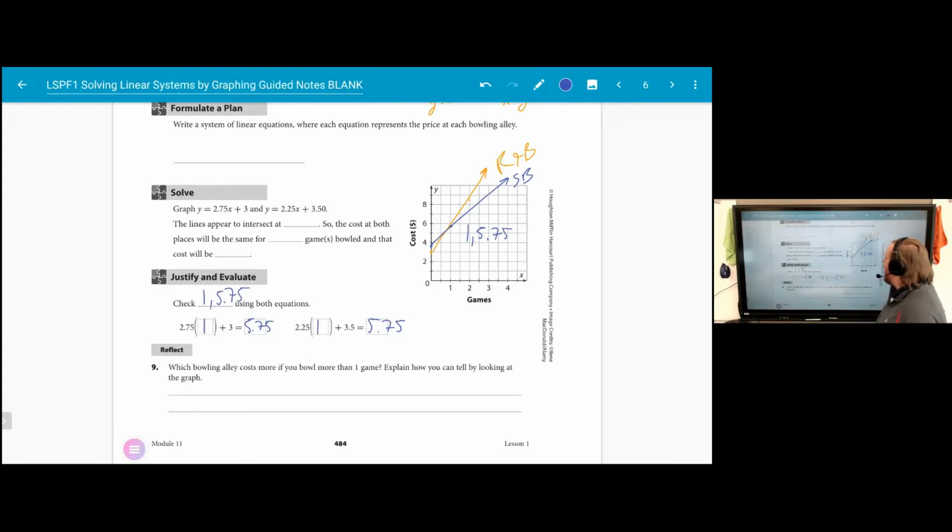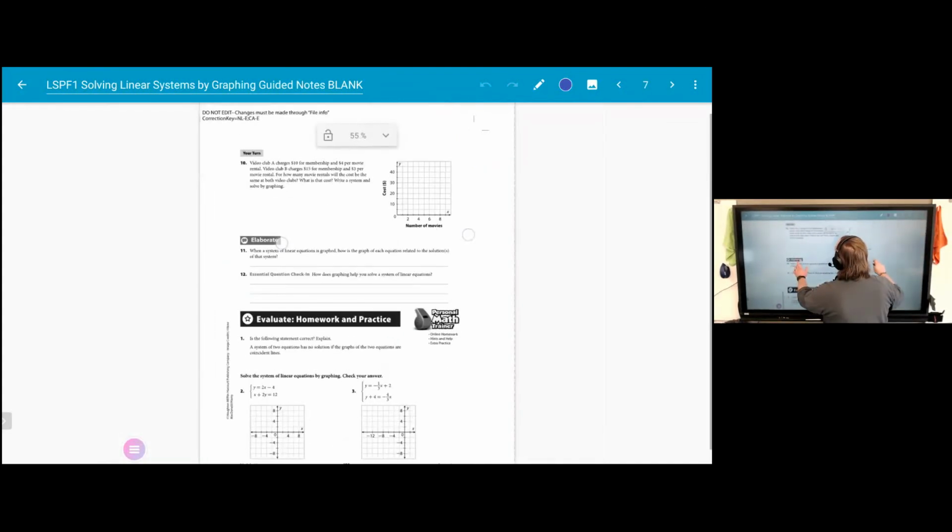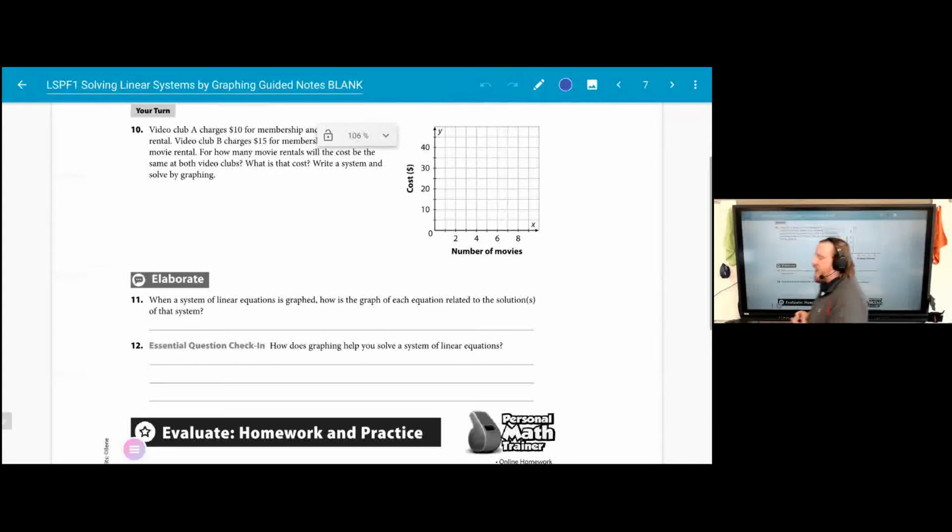So it's kind of weird. It appears to intersect there. After one game, the cost will be 5 3/4. Now you might have seen that mathematically, and that's okay. We're going to get into that. What I want you guys to do here is to go ahead and check number 10. Try out number 10 and see what you come up with. Find that estimate.